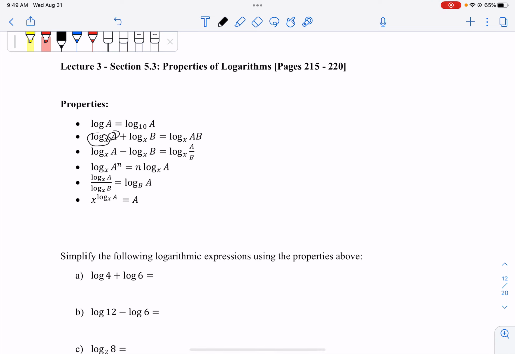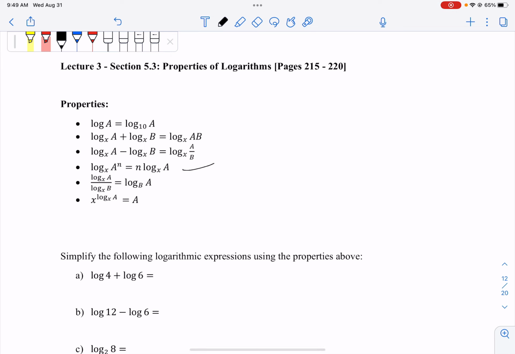Log base x of a plus log base x of b. If the bases are the exact same and we are adding two different logs, we make the base the same, but we multiply the two numbers here. If we look at the third one, it's very intuitive as well. These two are the exact same bases, so if we subtract them, we subtract the second from the first. Log base x of a to the power of n. Well, if we have a to the power of n inside our log function, we can just take the n and put it down here.